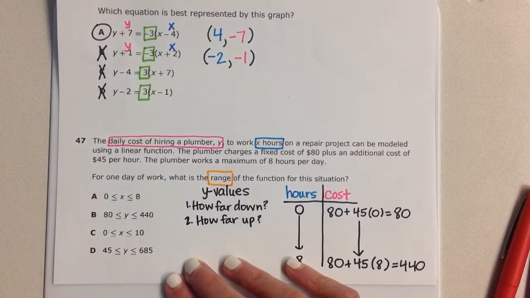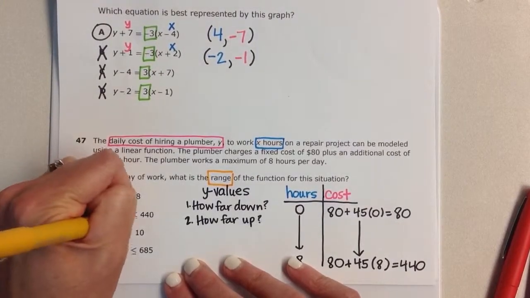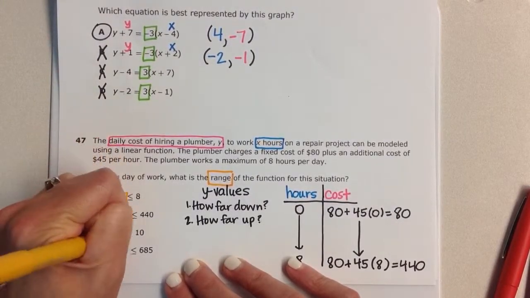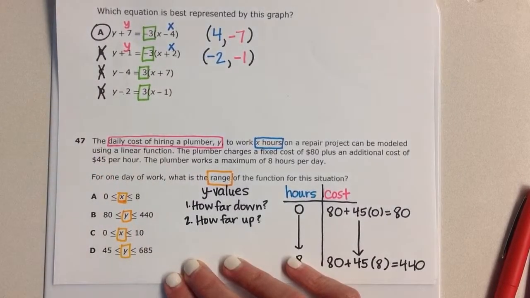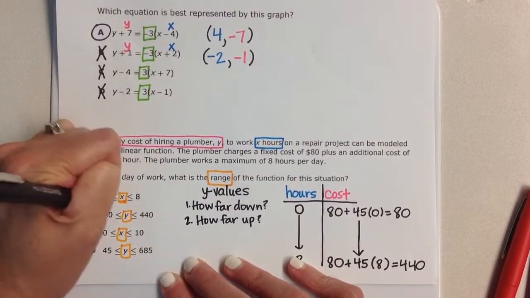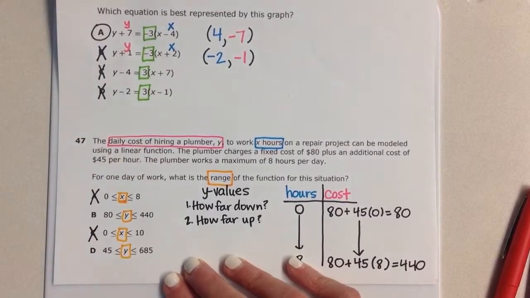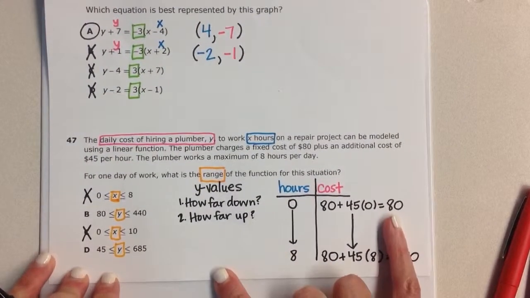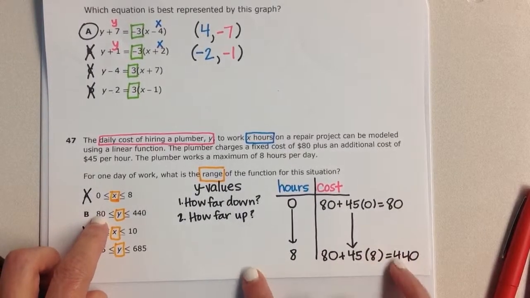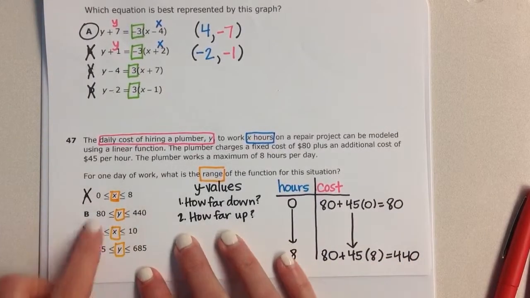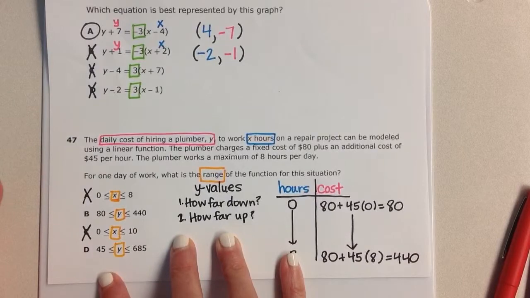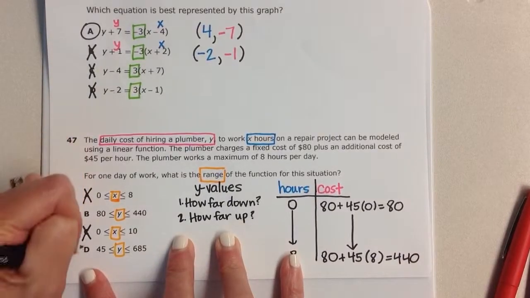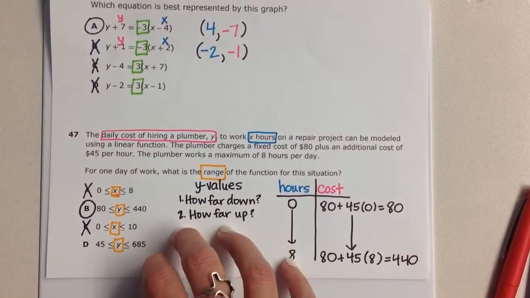And remember, range has to do with Y. So I notice that answer choices A and C have X, and that would match up with domain. So now I want to look at my Y value. The lowest that I would go is $80, and the highest I would go is $440. So the only one that matches up with that, how far down, how far up, is answer choice B.